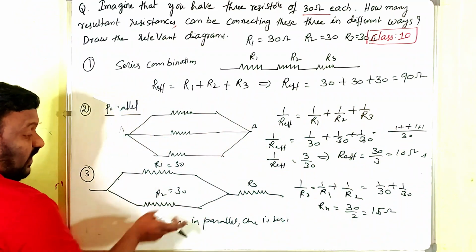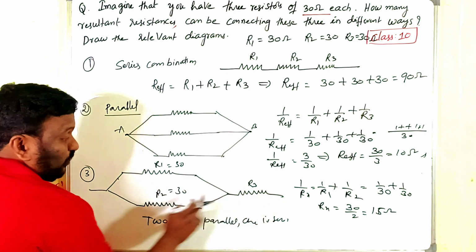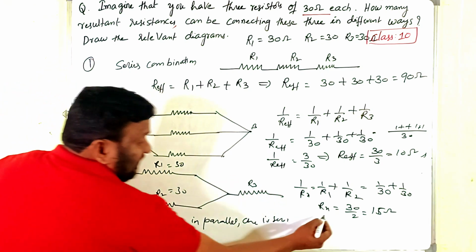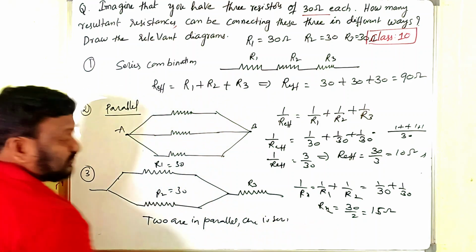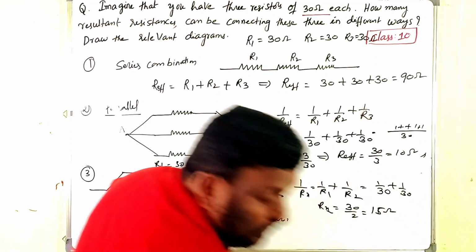And along with that, what you have to say? These two are in parallel and the third is in series now. What do you get here? This is the Rx. Now the diagram should be like this. I need some space, children. That's why I am going to erase this one.